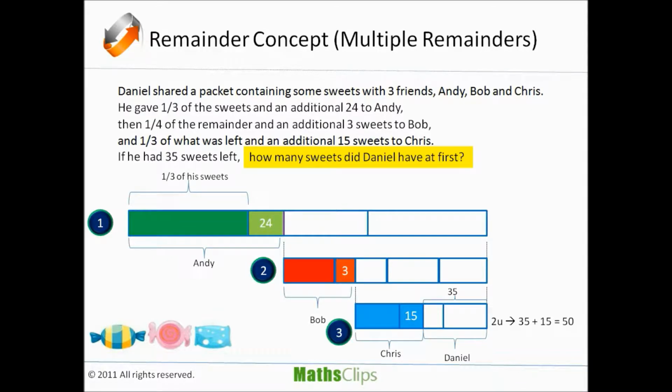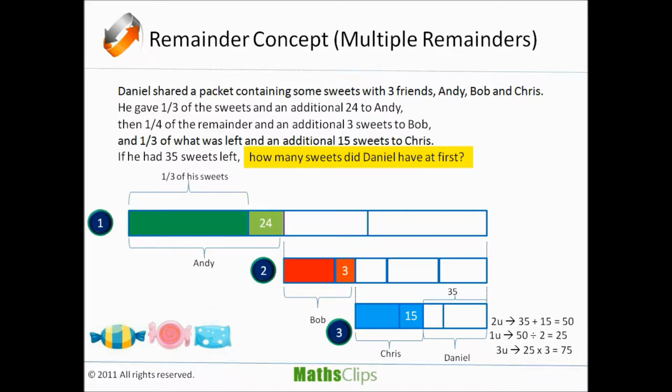So to solve this, we're going to start from the bottom. 2 units would make up 35 plus 15, and that's 50. So we solve for 1 unit, which is 50 divided by 2 to get 25. And then altogether there are 3 units, so we solve for 3 units, which gives us 25 times 3 for 75.